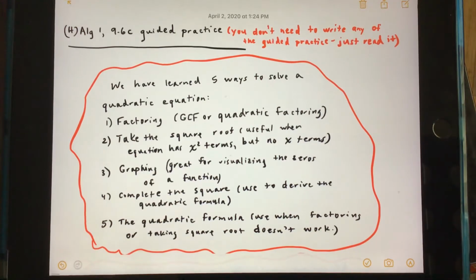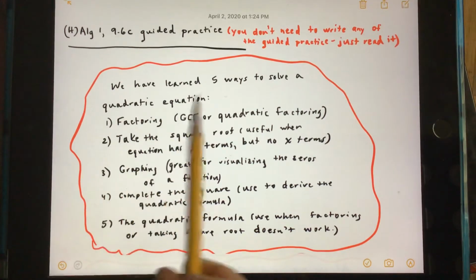I want you just to follow along with the ideas that are being presented here in the guided practice. I'm going to ask that you not write any of this down because I think it will go into your brain a little easier if you just follow along with your eyes and your ears as we go through this information about the 5 ways that we've learned how to solve a quadratic equation and when we might use each of those 5 different methods. So there's 5 ways to solve an equation that's in quadratic form: square root or factoring, complete the square or graph it, and when all else fails, use the quadratic formula.